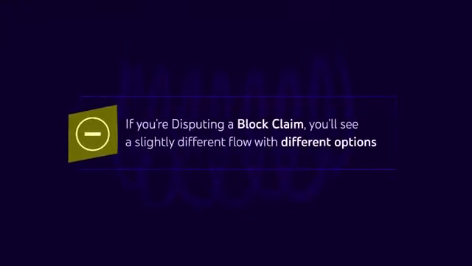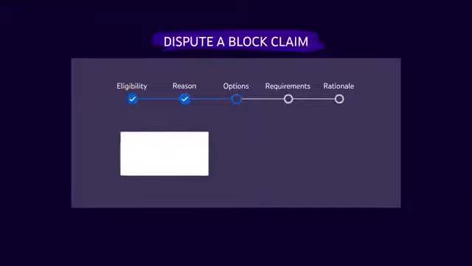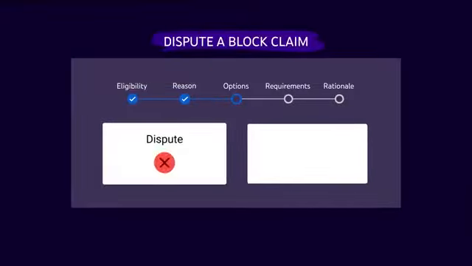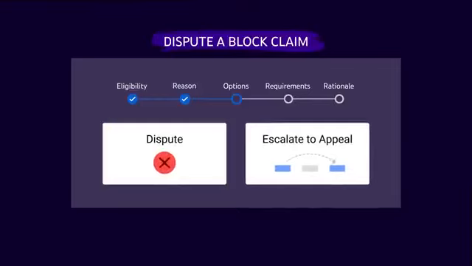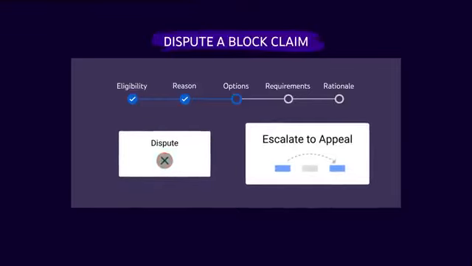Note that if you're disputing a block claim, you'll see a slightly different flow with different options. With block claims, after you go through the eligibility and reason steps, you'll see two options: to use the standard dispute process or to escalate to appeal. If you escalate to appeal, this is a shorter process that allows you to appeal without first disputing the claim.